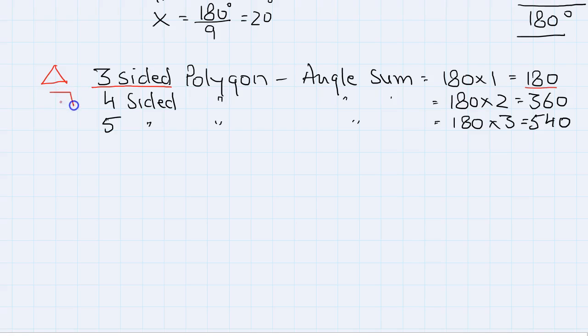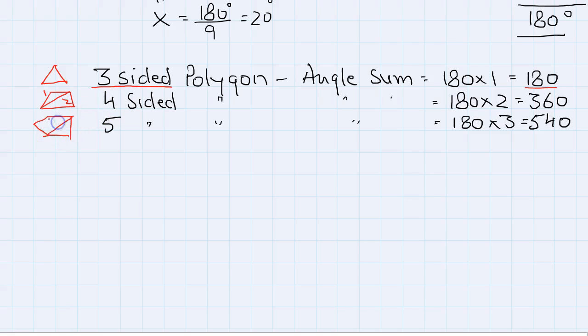If we talk about a four-sided figure, the angle sum is 180 times 2. The reason is there are two triangles. This is 1 and this is 2. So this is 180 times 2, which is 360.